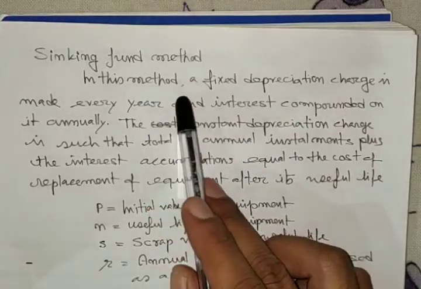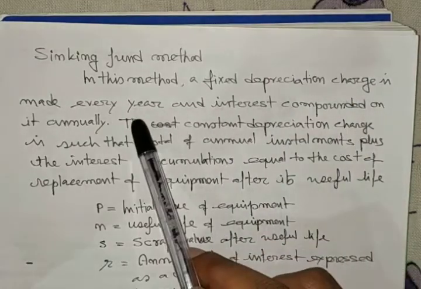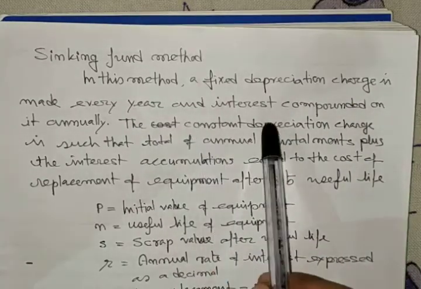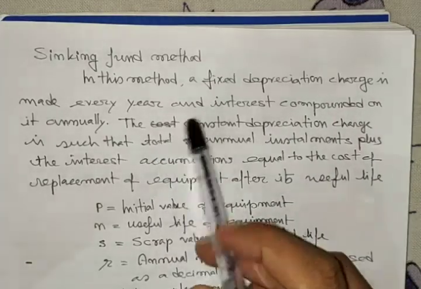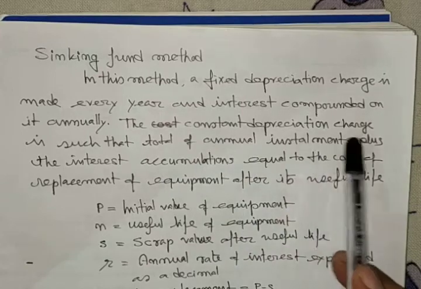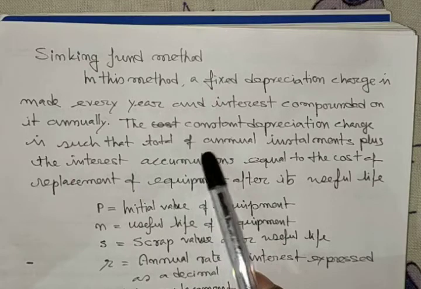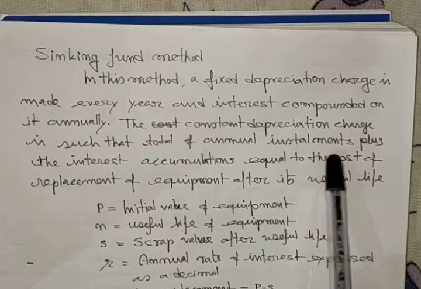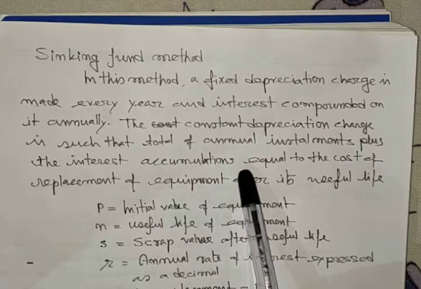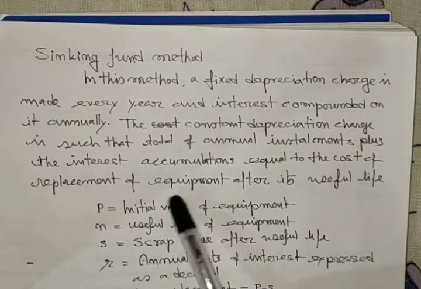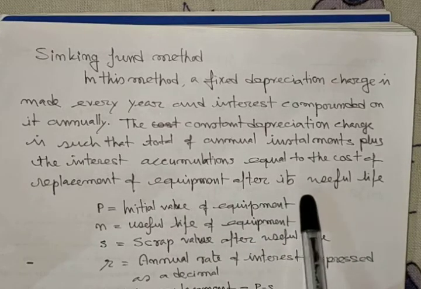In this method, a fixed depreciation charge is made every year and interest is compounded on it annually. The constant depreciation charge is such that the total of the annual installments plus the interest accumulates to equal the cost of replacement of the equipment after its useful life.